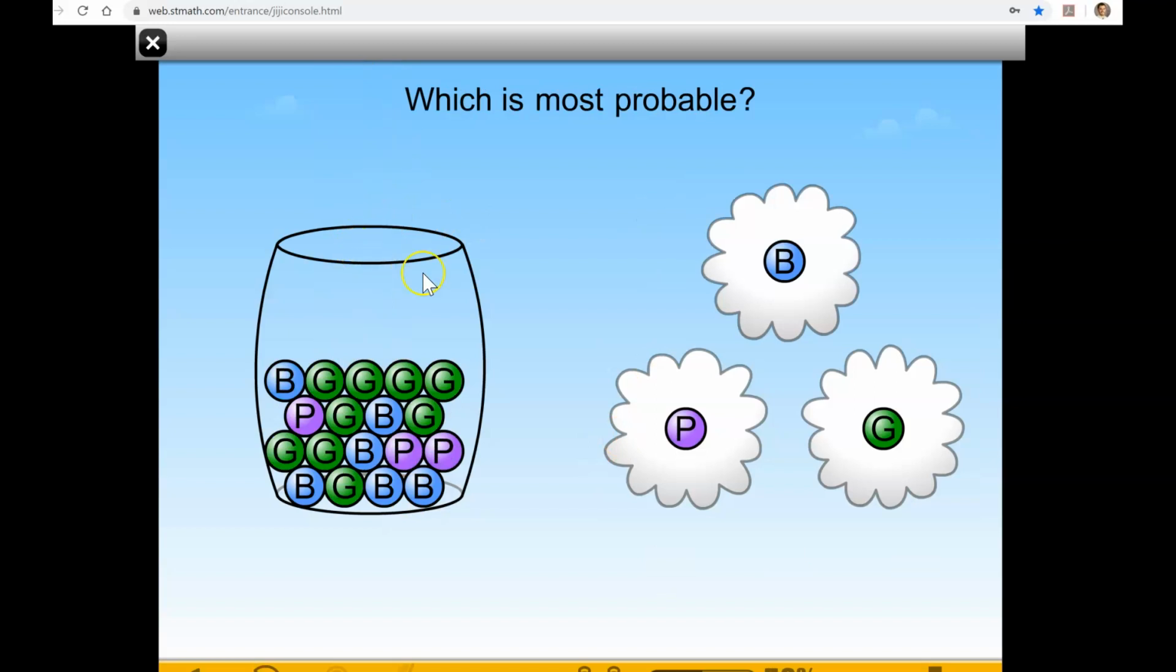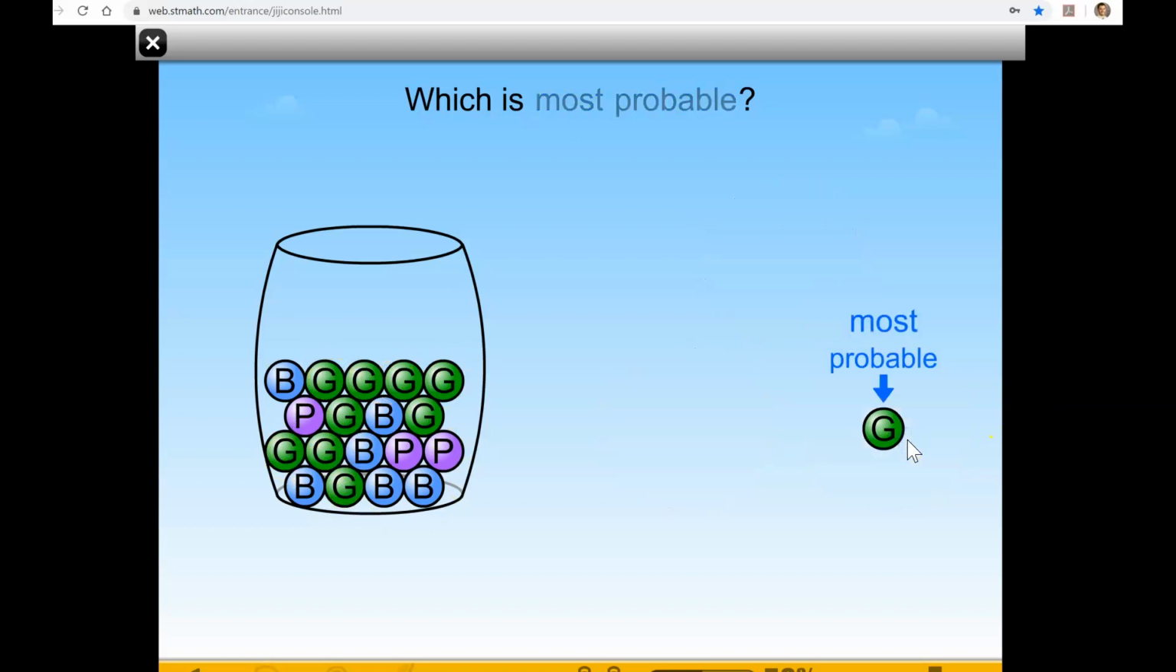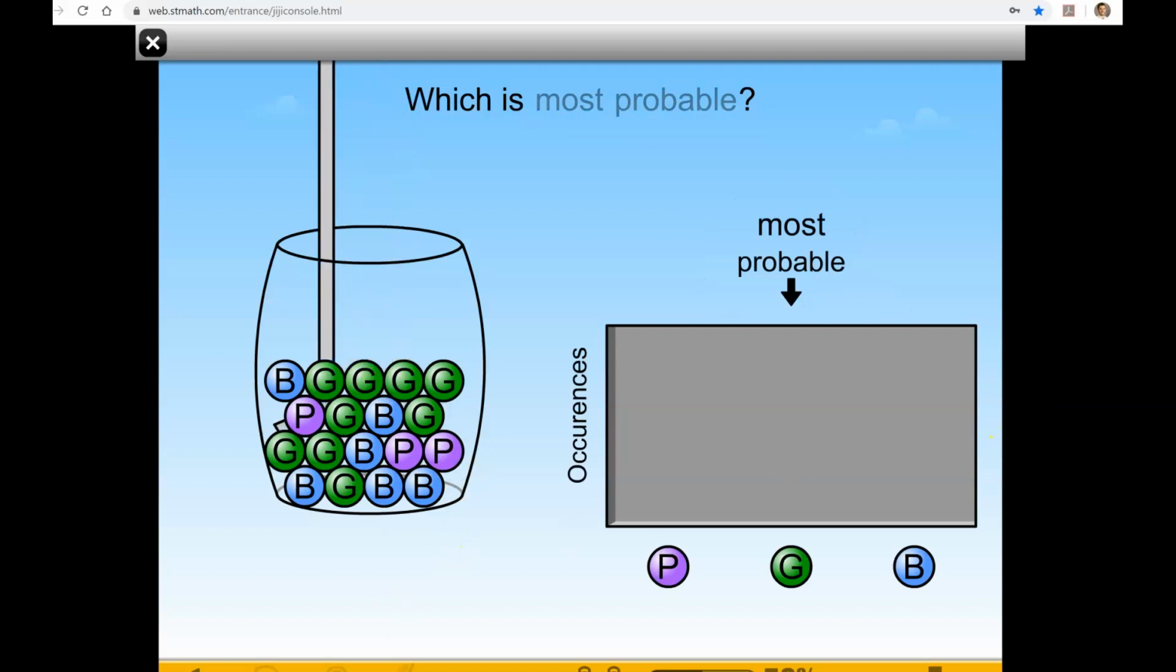This problem says which is most probable. So again, you're looking for the marbles that appear the most. That's obviously the green, although the blue is pretty close. You have 6 blues, but 2, 4, 6, 8, it looks like 9. I've counted correctly, green, so obviously that's the one that occurs the most, so it's the most probable.